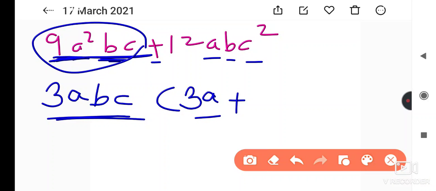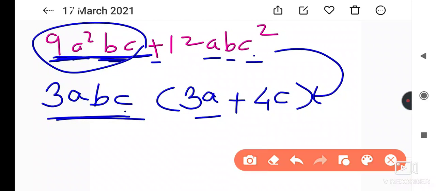Now here 3 table inside, 12 is present at which place? 3 4s are 12. 1a is here, that we take outside. So a's value becomes 1. B, we take it outside the bracket. Now compare the c. Here 1c is there and here 2 c's are there. So 1c remains inside the bracket. Okay. So the factorization of the binomial 9a square bc plus 12abc square is equal to 3abc into bracket 3a plus 4c. Okay, in this way we have to do the factorization.